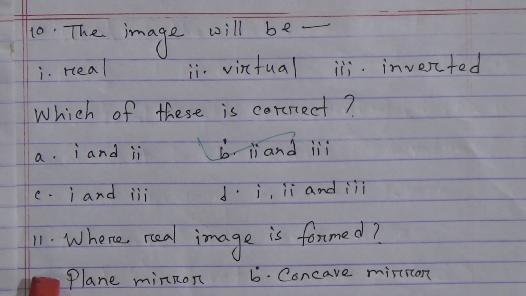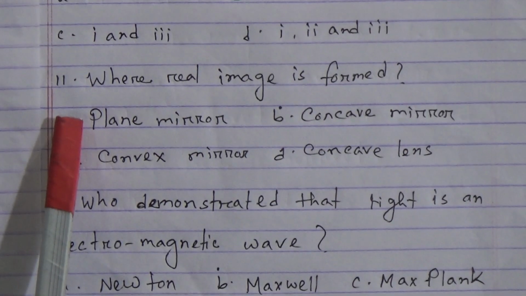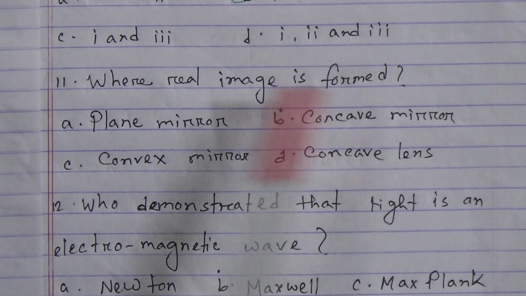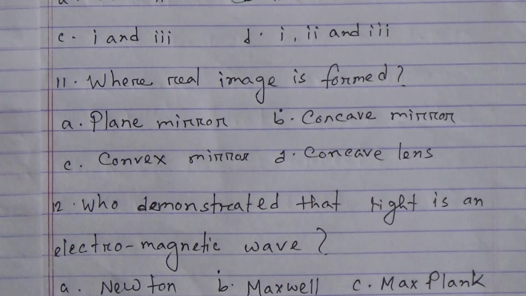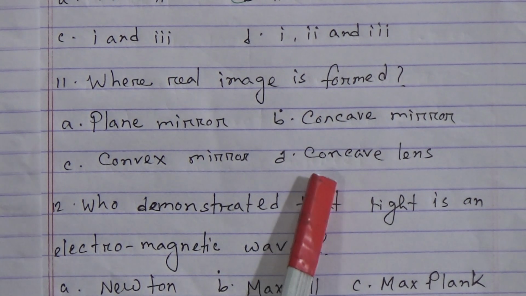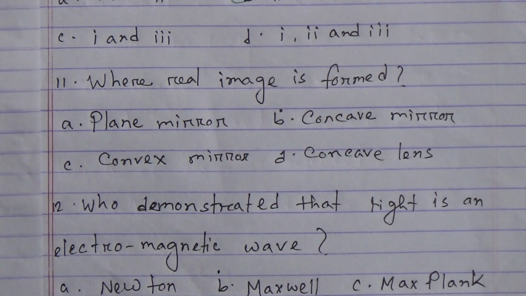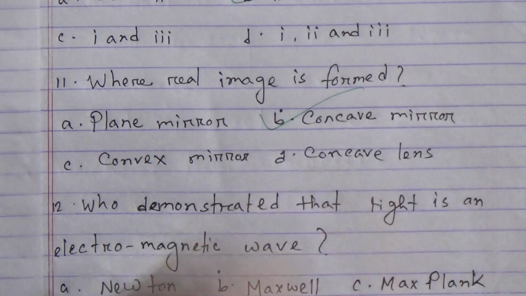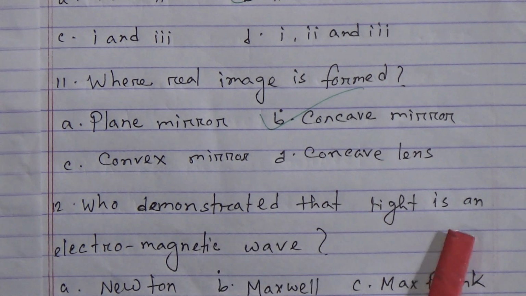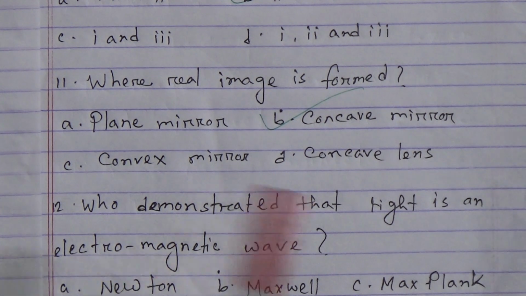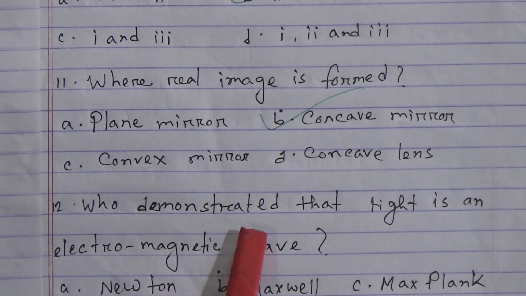My dear students, now MCQ number 11. Where is a real image formed? Option A plane mirror, option B concave mirror, option C convex mirror, and option D concave lens. My dear students, we know the real image is formed in concave mirror. Number 12. Who demonstrated that light is an electromagnetic wave? Scientist Maxwell demonstrated that light is an electromagnetic wave. So option B is correct.